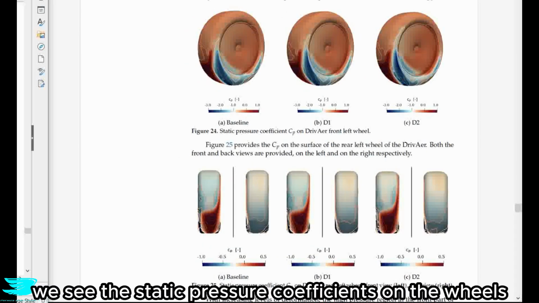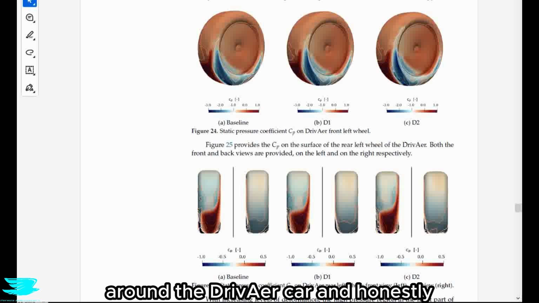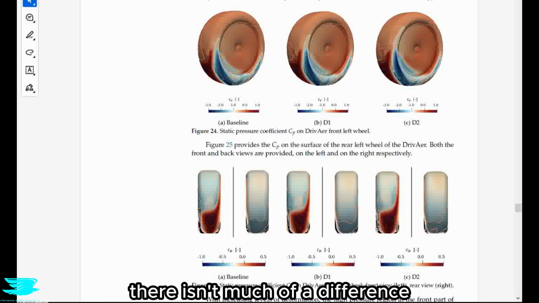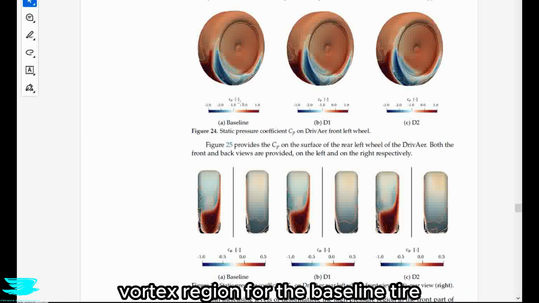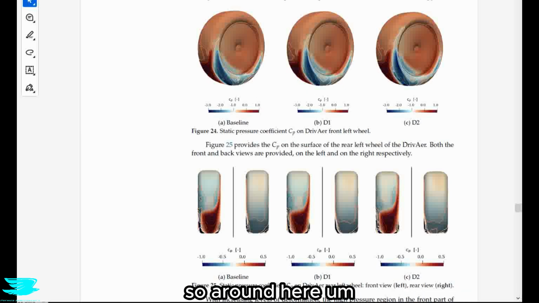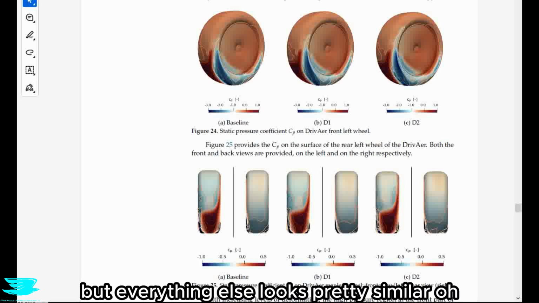Anyway, in figure 24 and figure 25, if I zoom out a little bit, too much, there we go. We see the static pressure coefficients on the wheels around the Drive Air car, and honestly, there isn't much of a difference. Perhaps a little lower static pressure coefficient around the jetting vortex region for the baseline tire, so around here. But everything else looks pretty similar.